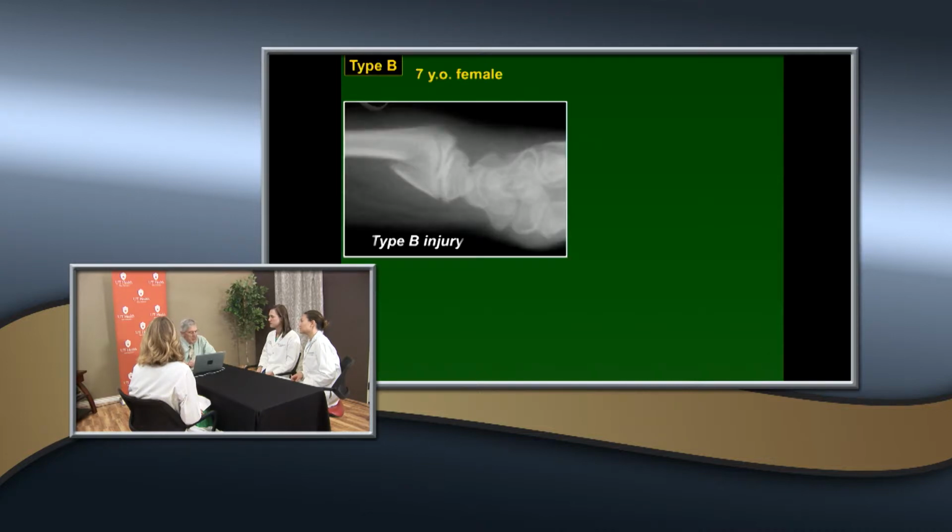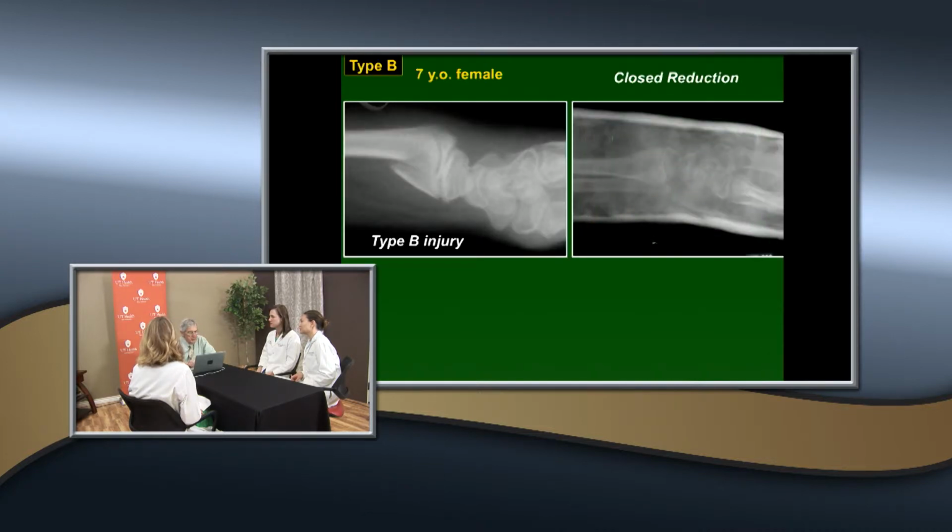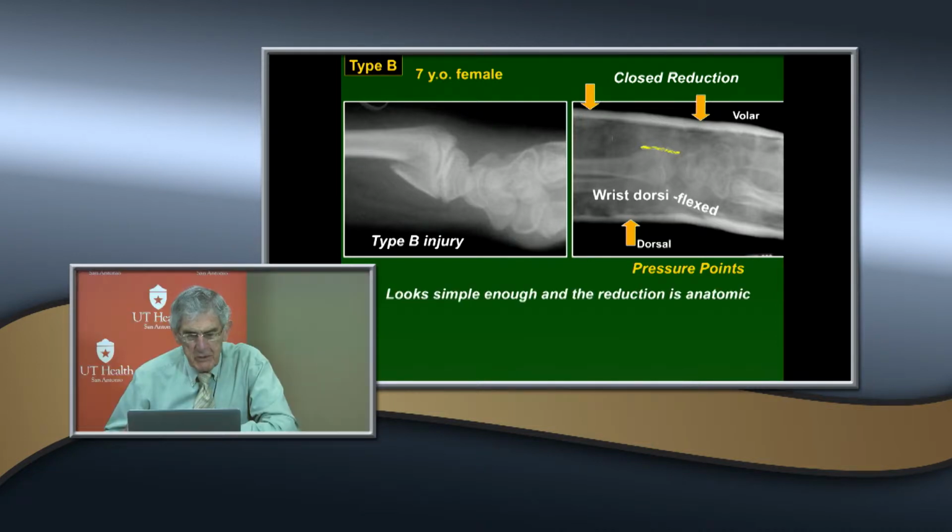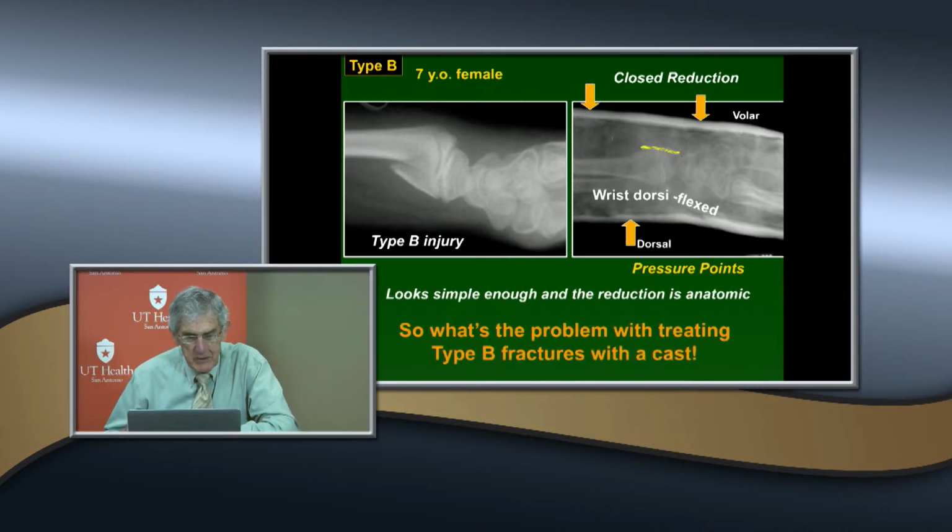Not very well. Why? Here's the type B, did a closed reduction, looks pretty good. Pressure points. But where is that distal pressure point? Is it on the distal fragment? No. Why? Because the wrist is dorsiflexed. Looks simple, but the reduction is minor.